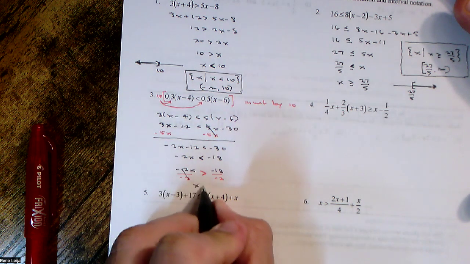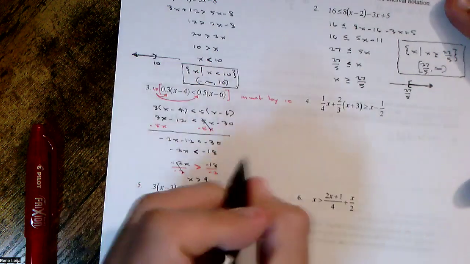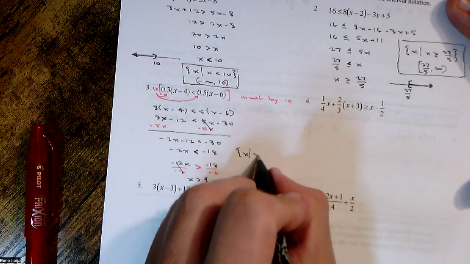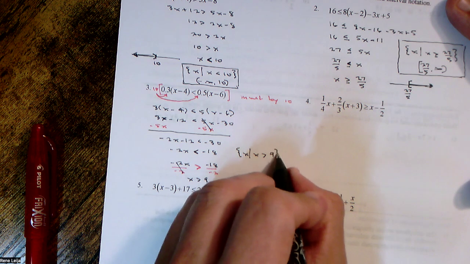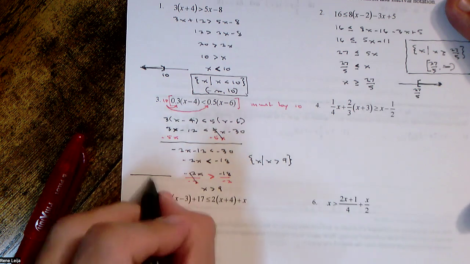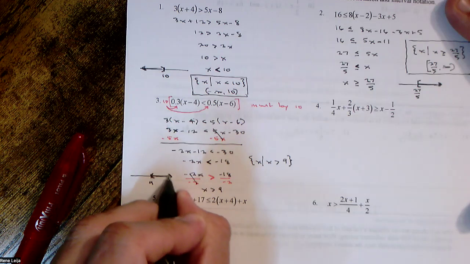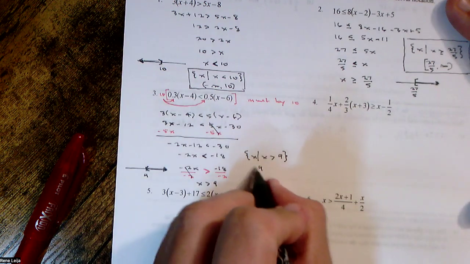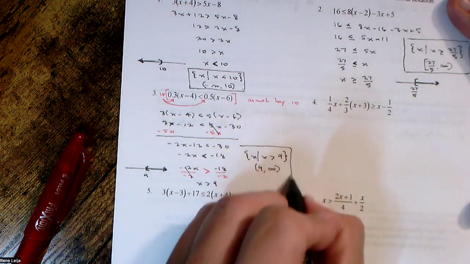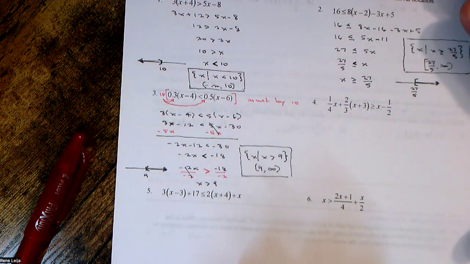So now we have that x is greater than 9. All right, so our set notation is the set of all x such that x is greater than 9. And then interval notation, well, if I put the 9 on a number line, it's a parenthesis that opens towards the right. So it's going towards positive infinity. So it's 9 with a parenthesis to infinity with a parenthesis. And that's my answer. Okay.